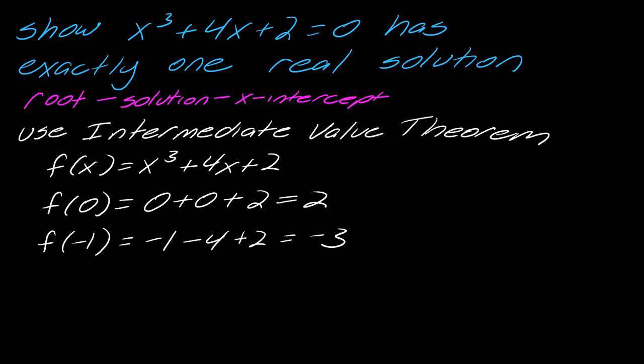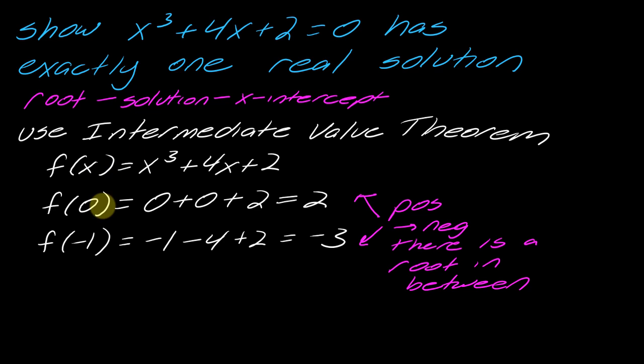The intermediate value theorem says if you have this behavior going from positive to negative, then that means that there is a root in between. So somewhere between 0 and negative 1, there has to be some solution in here that would make this whole thing equal 0. Now again, we're not being asked to find that value, but now we know for sure that somewhere between 0 and negative 1, there has to be a root. So let me note that.